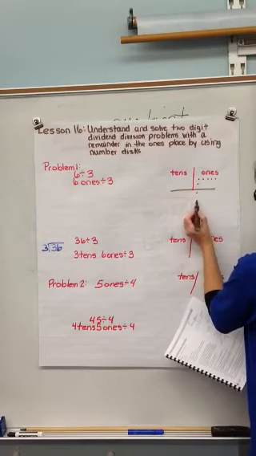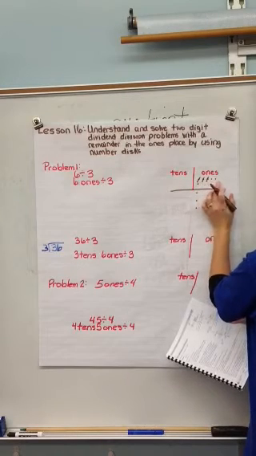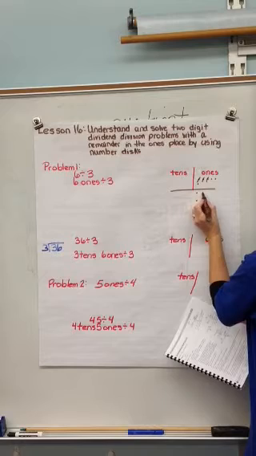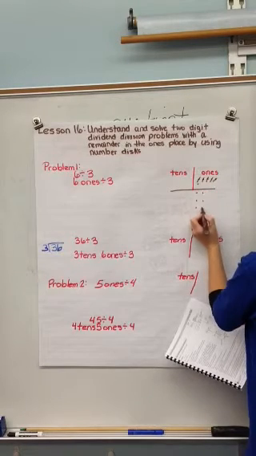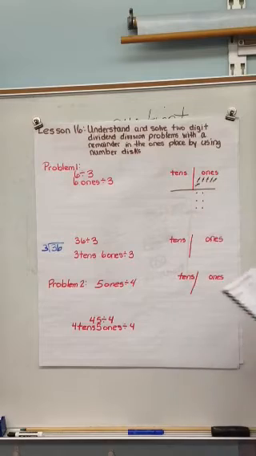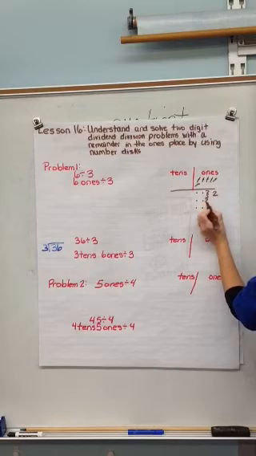So 1, 2, 3 I've distributed. I need to cross them off. Now I'm going to distribute again. 1, 2, 3. We can put 2 ones in each group. Are there any left over? No. How many ones are in each group? If you look, there's 2.